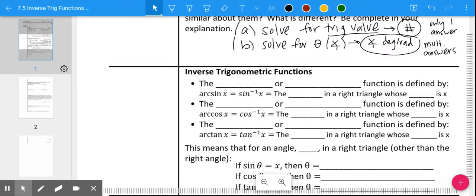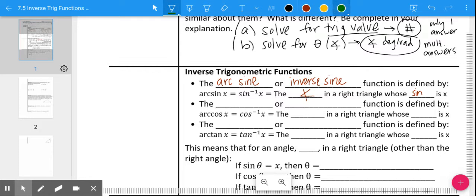So some vocab for inverse trig functions. The function called arcsine, A-R-C-S-I-N-E. The arcsine function, which is also known as the inverse sine function, is defined by arcsine of x equals sine inverse of x. Notice each of those notations. And what that is, it's the angle in a right triangle whose sine is x. We have one of these for each of our normal functions. So the inverse sine is called arcsine or inverse sine.